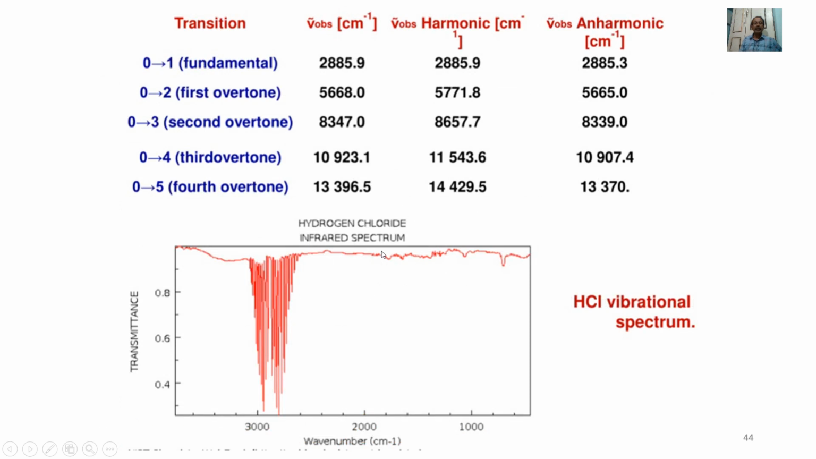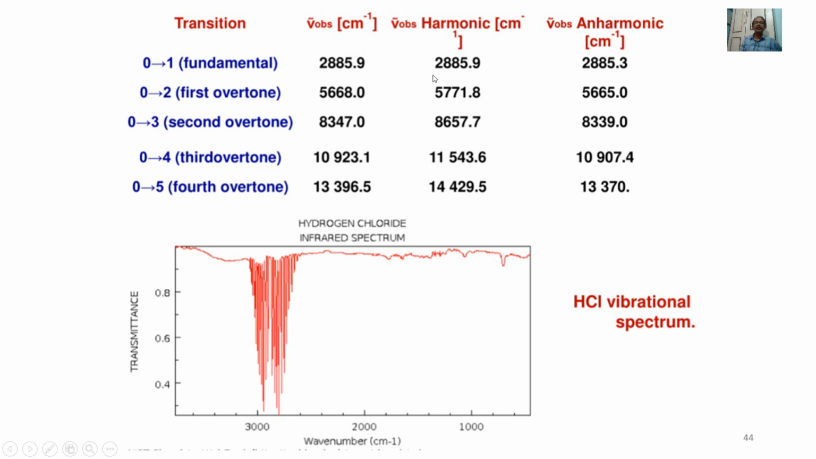And this is the typical HCl vibrational spectrum. Look at the wave number, it is around 3000. This is the infrared spectrum of hydrogen chloride. Look at the first column: the transitions are fundamental 0 to 1, then 0 to 2, 0 to 3, which are all overtones here. And these are all observed values, experimental values.